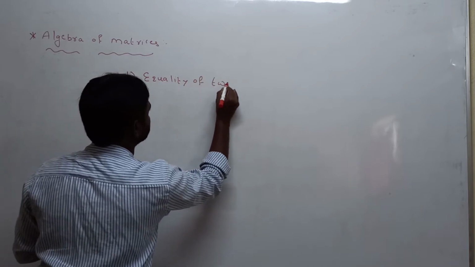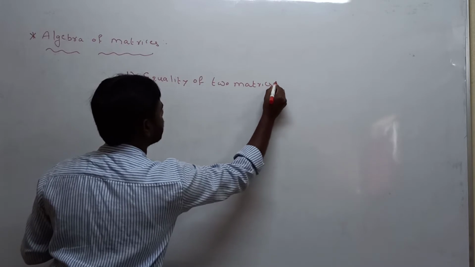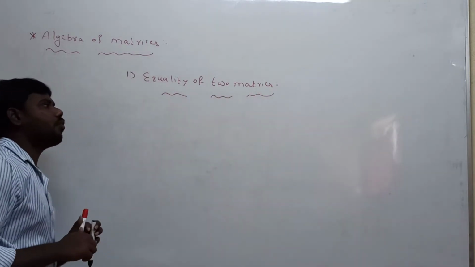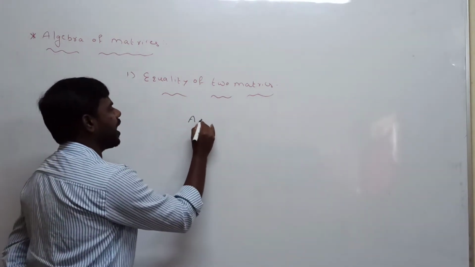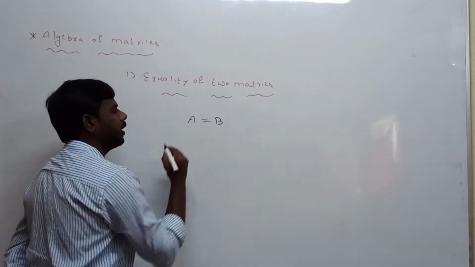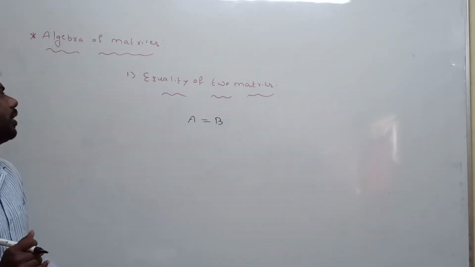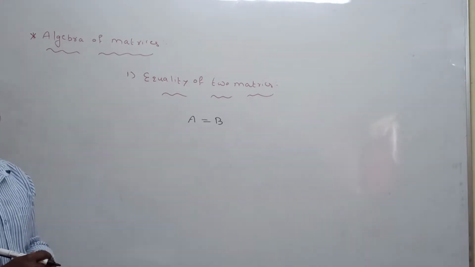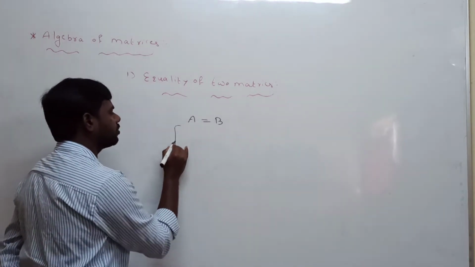of two matrices. Equality of two matrices is nothing but two matrices being equal. So what is the meaning of the equality of two matrices? It means let two matrices be equal. Then both matrices have the same order. We are taking both matrices with the same order.